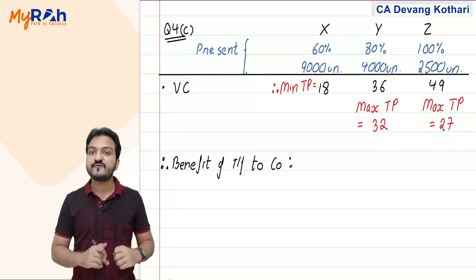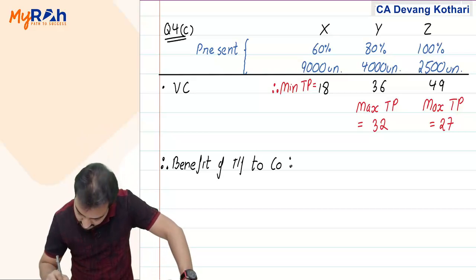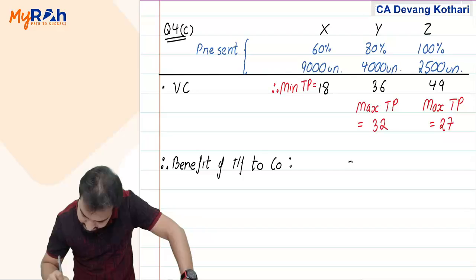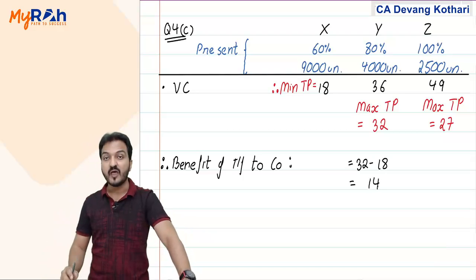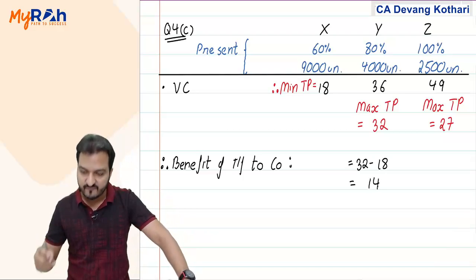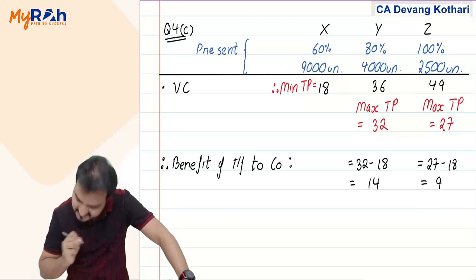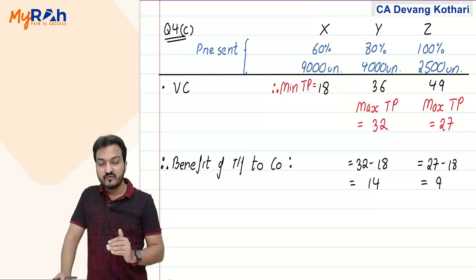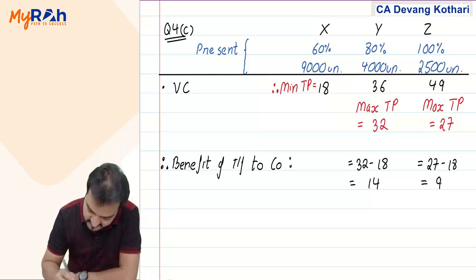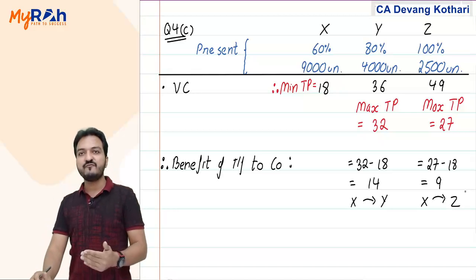So if X transfers to Y, then the benefit of transfer to the company will be 32 minus 18, 14 rupees. And when X transfers to Z, the benefit of transfer is maximum TP minus minimum TP, that is 9 rupees per unit. So think about it. What is more beneficial to the company? Is it more beneficial to transfer from X to Y, or from X to Z? Which is more beneficial to the company?